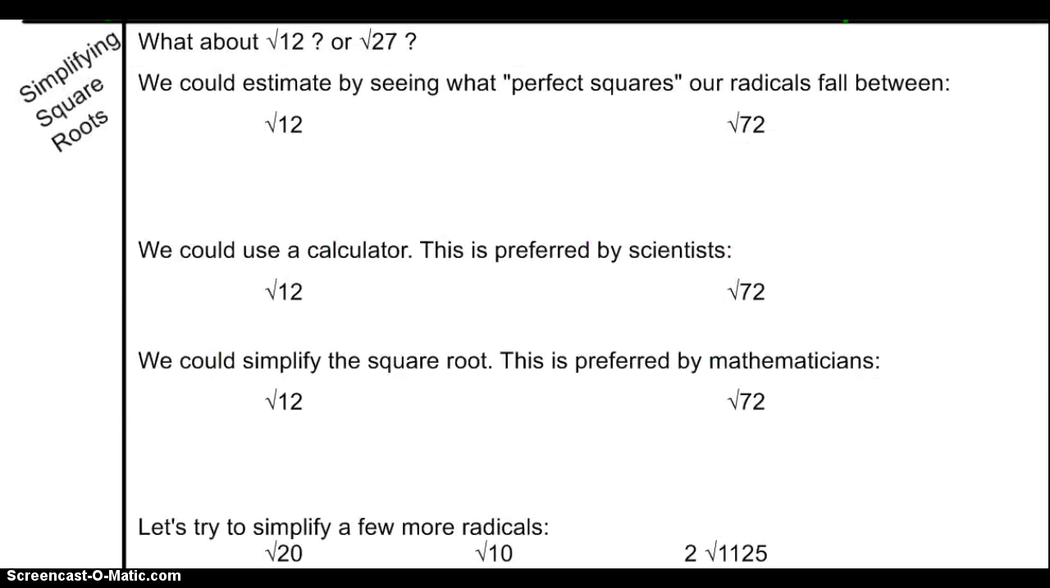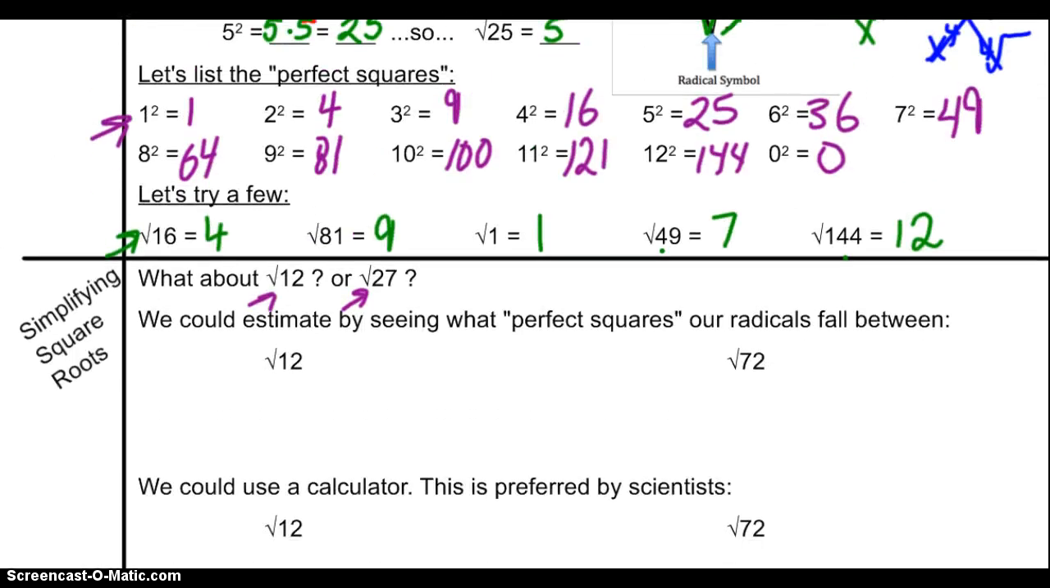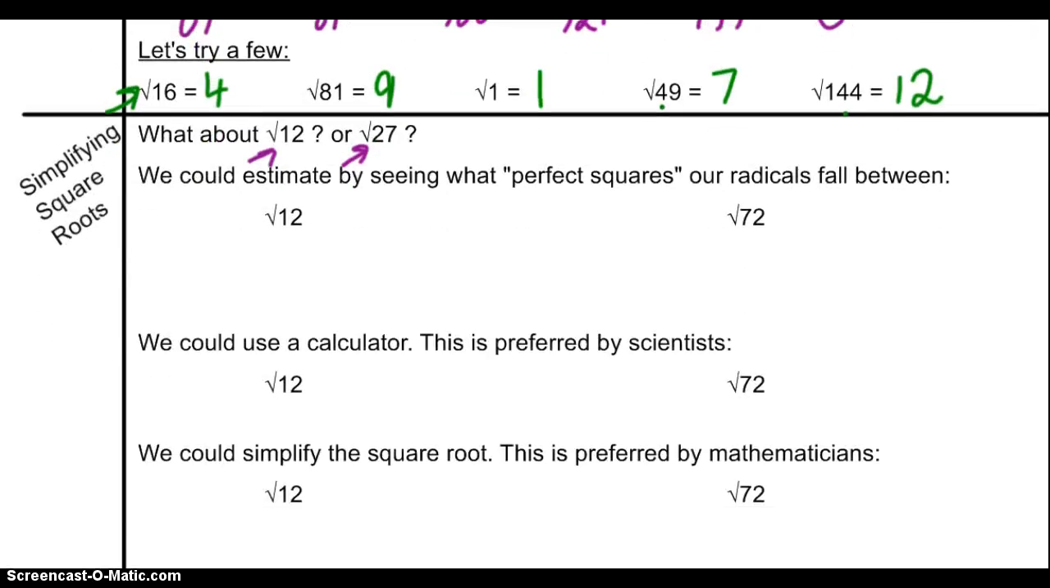Now, what about numbers like the square root of 12 or the square root of 27? If we look back at our chart of perfect squares, 12 and 27 don't appear anywhere. If I ask what times what is 12, you don't get anything, right? What times itself is 12, we don't know. And it's actually going to end up being in decimal. So there's a few things we can do with that.